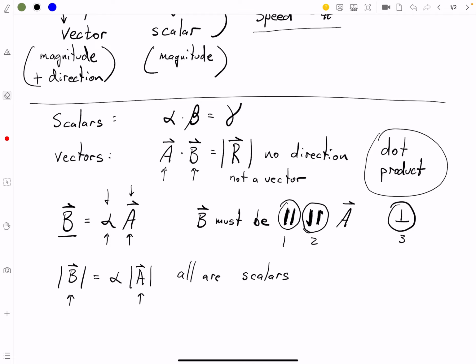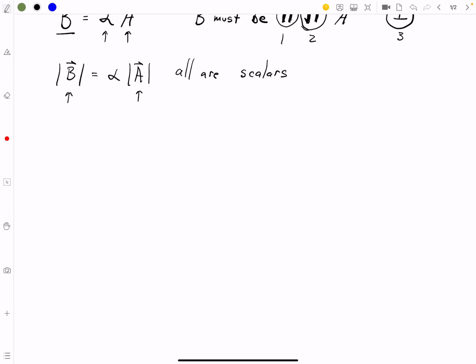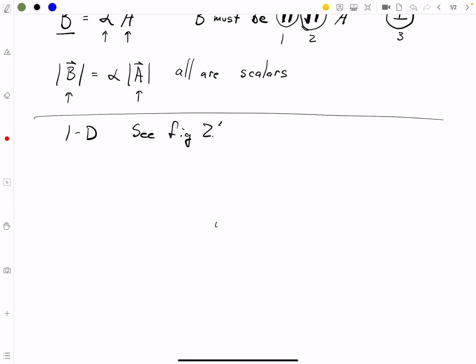Let's do an example. So our example is in one dimension, and you might want to look at figure 2.7 in your book. We're going to be dealing with meters as our units. So that's our units, all meters. And we're going to do B equals alpha times A.